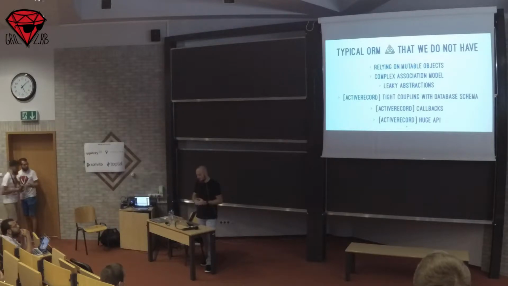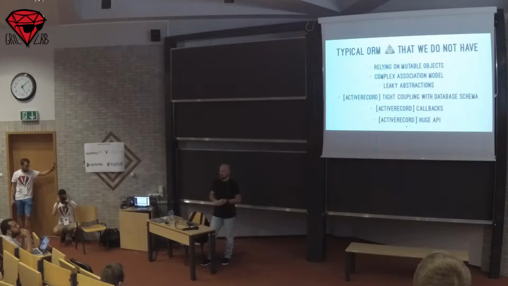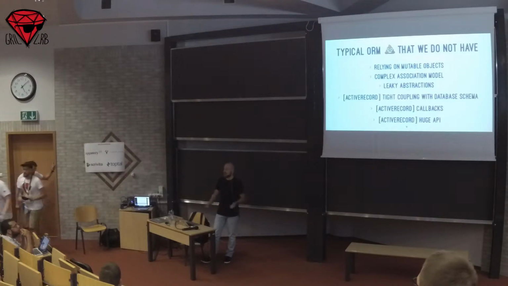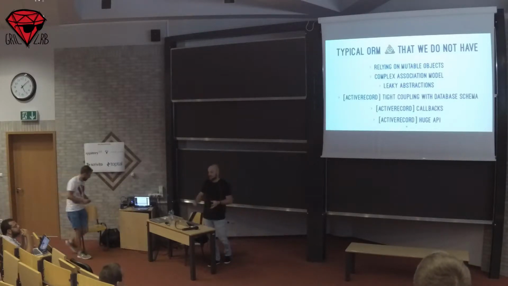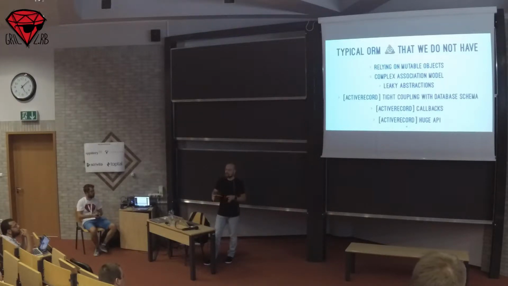There are some active record specific things that are really crappy that we don't have. Like, we don't have tight coupling with the database schema. We don't have callbacks, like no callbacks at all. And we also try to keep the API as narrow as possible. I mean, the functionality scope of ROM is pretty big, and we do have a lot of different types of objects with a bunch of methods, obviously, but we try to focus on APIs that are as narrow as possible.